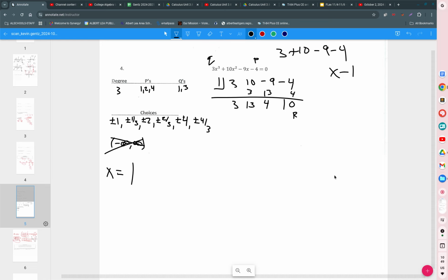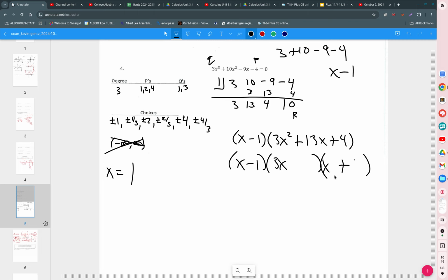So, to finish this off, this does factor to x minus 1 times 3x squared plus 13x plus 4. Now, if you come out with a second degree, you can always solve that. You can always factor it or use the quadratic formula. If it was a third degree, then we might have to go back to doing the rational roots theorem again. This factors to a 3x and an x, and I'm going to have a plus 4 and a plus 1. So my solutions will be negative 4 and negative 1/3.